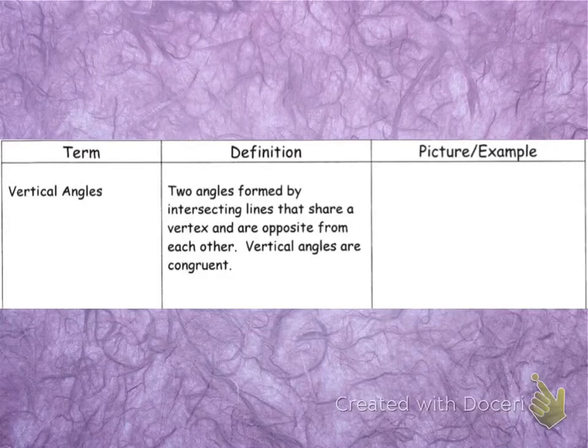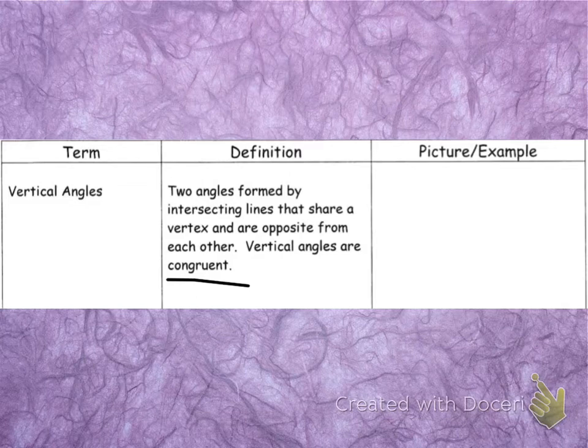So for this set of notes, we're going to talk about geometric angle pairs and their equation significance, but first the angle pairs. So you'll see the first pair is vertical angles, and those are two angles formed by intersecting lines that share a vertex and are opposite from each other. Vertical angles are congruent. Having them be congruent is the significance here.